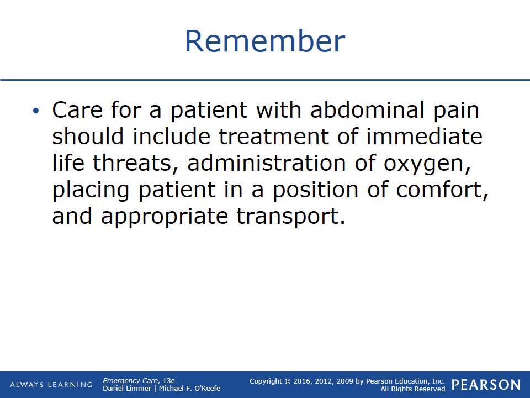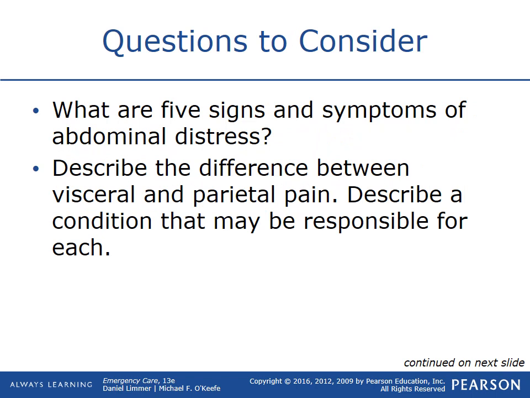Care for a patient with abdominal pain should include treatment of immediate life threats, administration of oxygen, placing the patient in a position of comfort, and appropriate transport. What are 5 signs and symptoms of abdominal distress? Describe the difference between visceral and parietal pain.